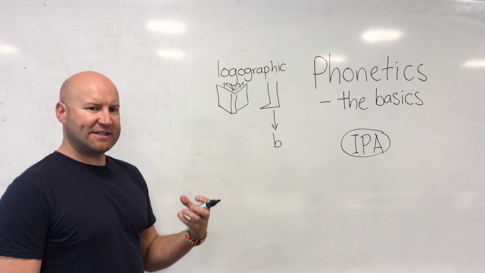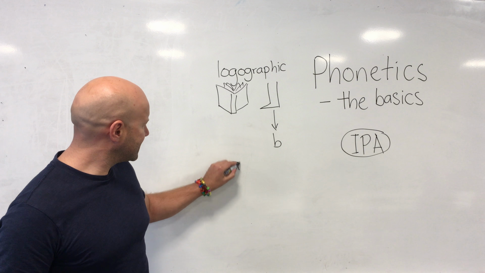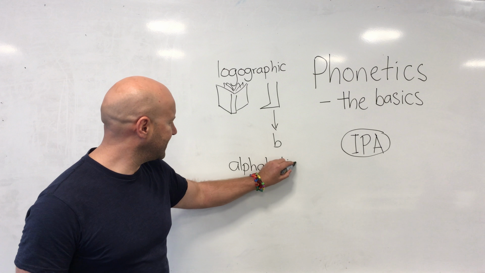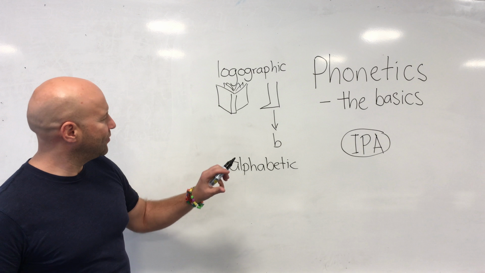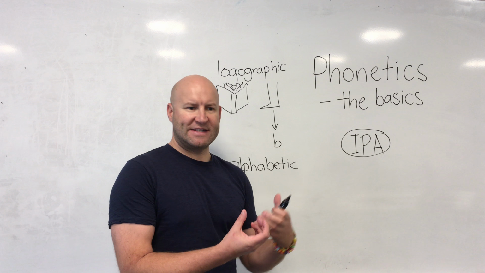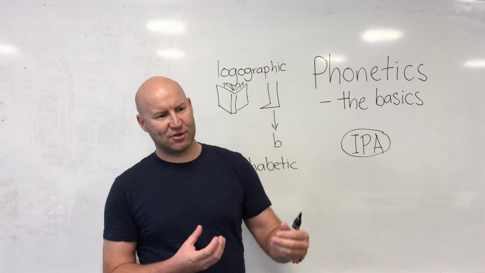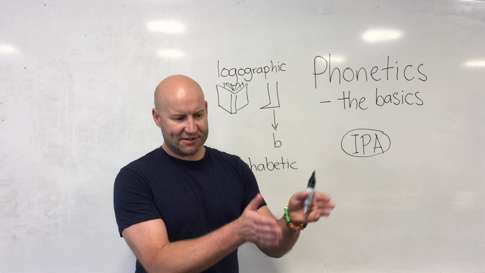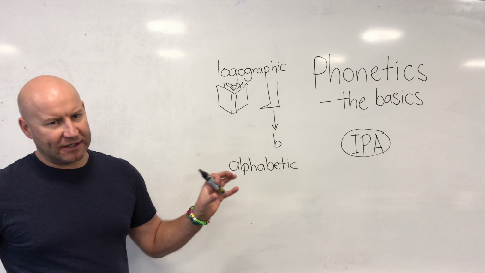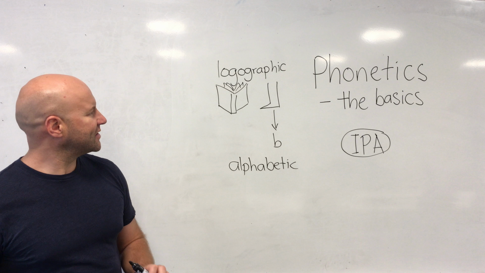And representing single sounds is what alphabetic systems strive to do. So an alphabetic writing system, instead of using pictures or symbols, uses letters, and each letter should ideally correspond to a sound that we produce, and therefore if we read each individual letter we'll produce words as they're spoken. Some languages do this better or worse than others.